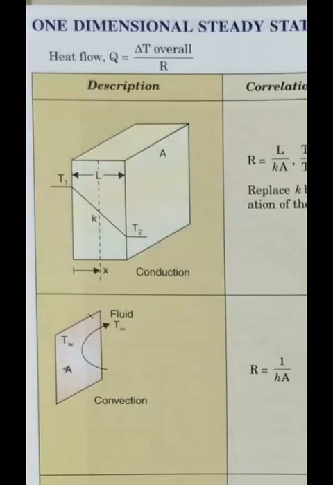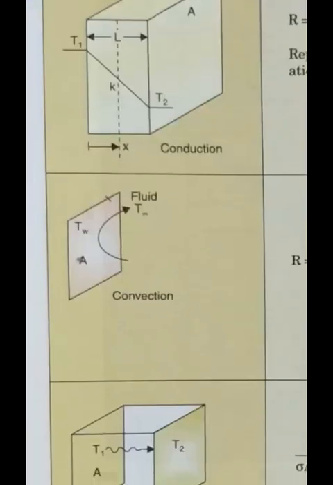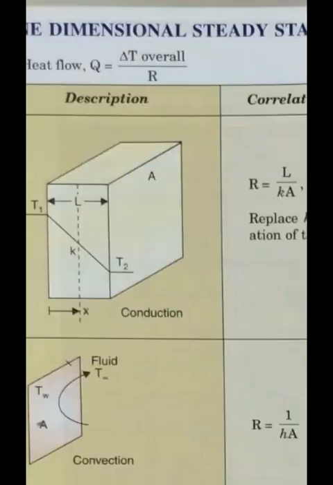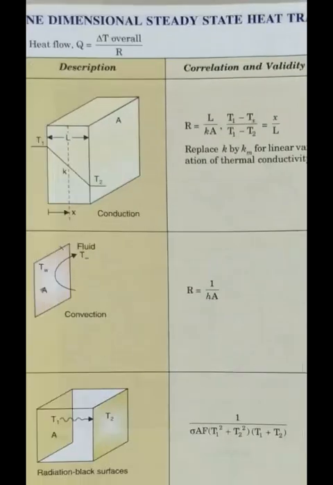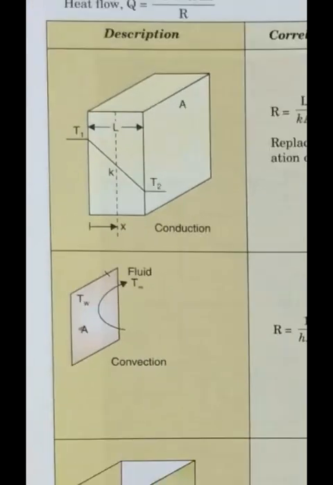And then similarly for convection. Now coming to convection, as you can see here, there is a plate having a surface area A. Tw is the temperature of the wall, and T infinity is the temperature of the fluid. So here the rate of heat transfer Q is equal to delta T divided by R. If you rearrange that, delta T is Tw minus T infinity. I will consider the temperature of the wall higher than the temperature of the air.